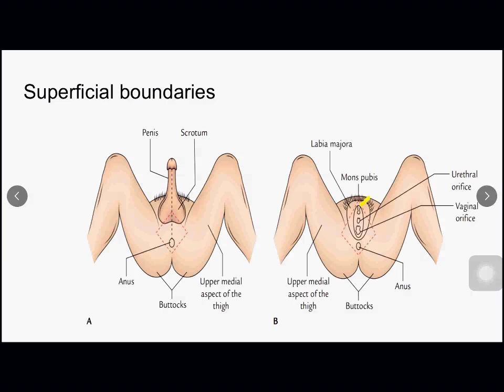In females, anteriorly you have the labia majora and mons pubis, and on either side you have the upper medial aspect of the thigh, and posteriorly you have the natal cleft. Actually, this diagram is in lithotomy position, so from this you can tell the superficial boundaries of the perineum. Am I clear?